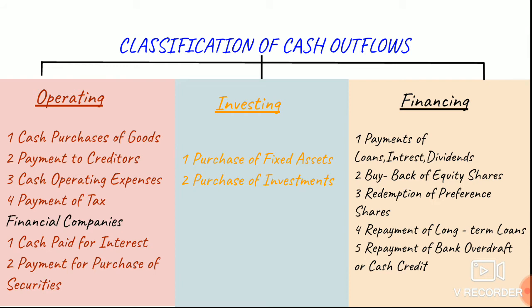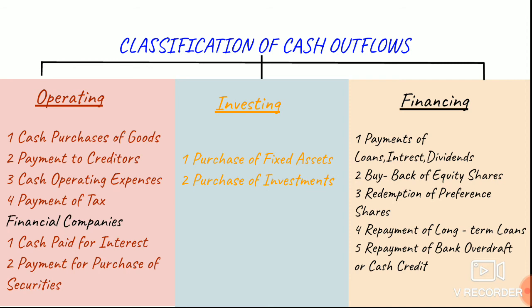For example, for general business, cash purchase of goods, payment to creditors, cash payment of operating expenses, payment of tax will be included in cash outflows from operating activities. But for a financing company, cash paid for interest, payment for purchases of security will also be included under cash outflows from operating activities, which for other business will be included under cash outflows from financing activities. Next, we have purchase of fixed assets for cash. Purchase of investment will be included under cash outflows from investing activities.